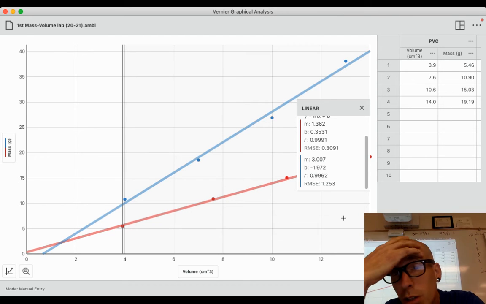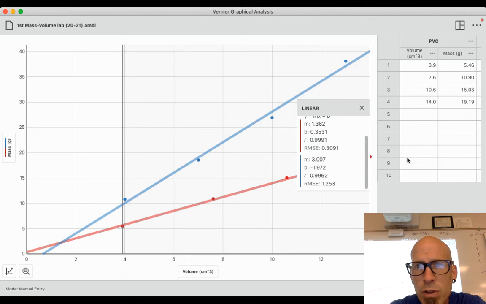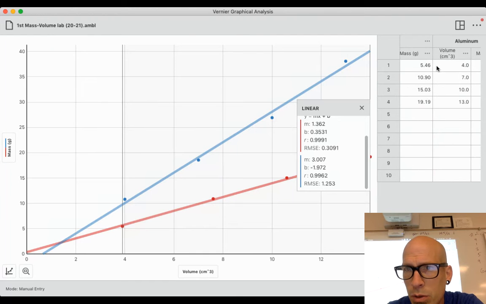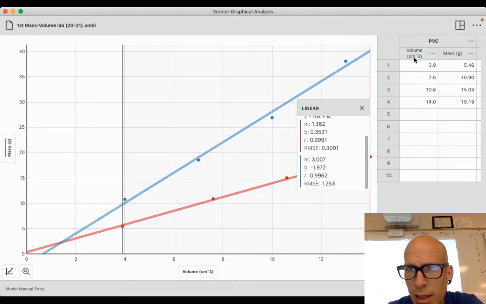All right. So this is what your graph should look like if you collected reasonably accurate data in graphical analysis. If you had some issues with getting this to display correctly, maybe you didn't create a second data set, or maybe you didn't label things correctly.